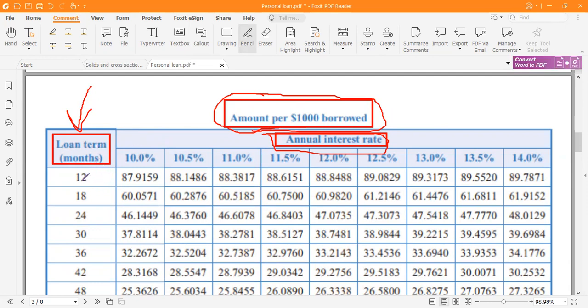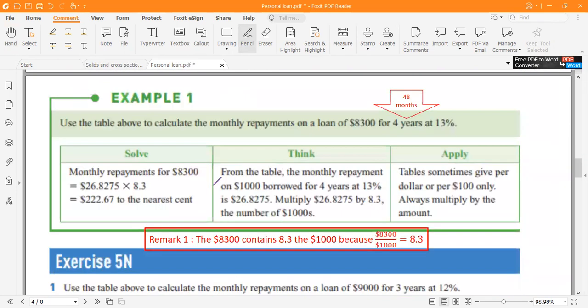So if the loan term is 12 months with a 10% interest rate, the monthly repayment for an amount of $1,000 is given by 87.99159, and so on. So we will start with example one.